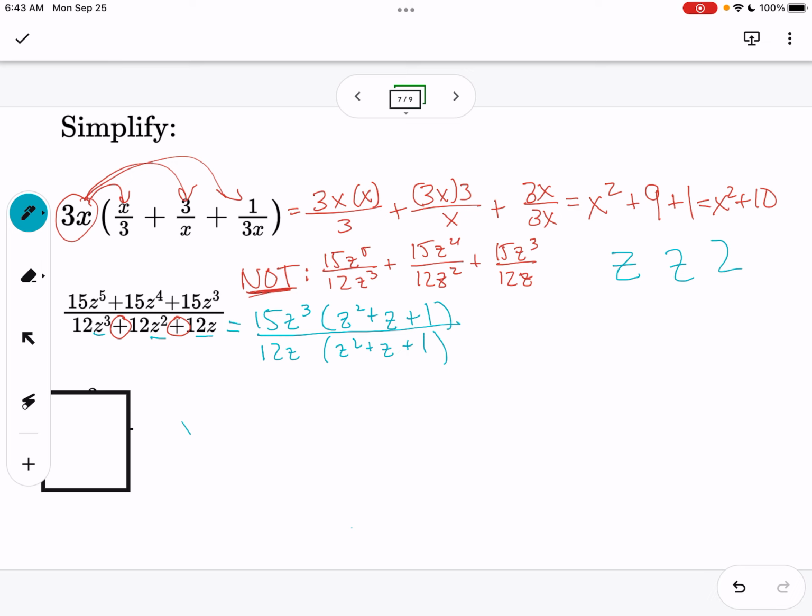The z squared plus z plus 1 is multiplied in the numerator and in the denominator, so those cancel. We're left with 15z cubed divided by 12z. Z cubed divided by z equals z squared. 15 divided by 12: each of those numbers is divisible by 3. So we are left with 5/4 times z squared.